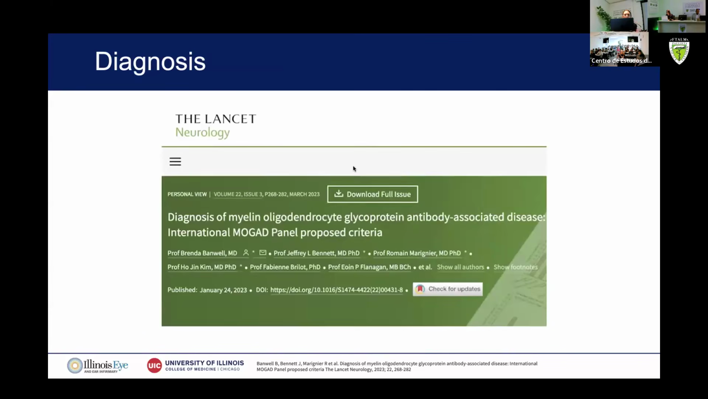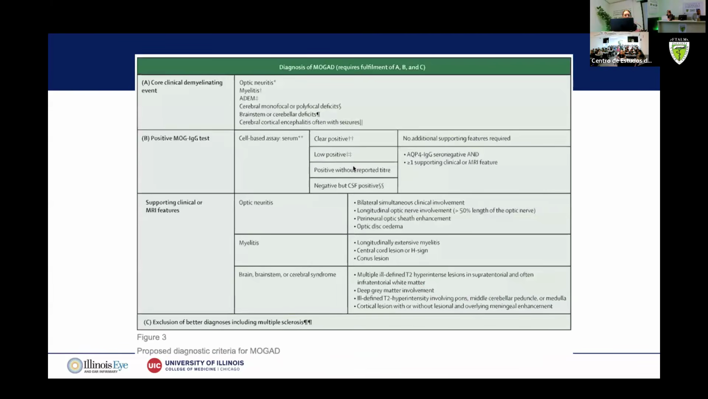So the diagnostic criteria for MOGAD was not well established, but in 2023, a panel of international experts met and proposed a consensus diagnostic criteria for MOGAD. They reviewed 378 papers published between 2010 and 2021. And here's a little summary of what they found.